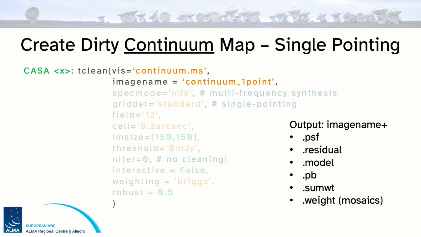These images include the main science image, which are the visibilities regridded into the image plane. We will also get the PSF, a residual map, a model, the primary beam, and a sum weight image, which will contain the peak of the PSF. If you are making a mosaic, you will also see a weight image.